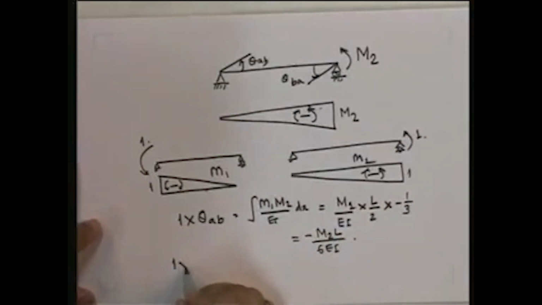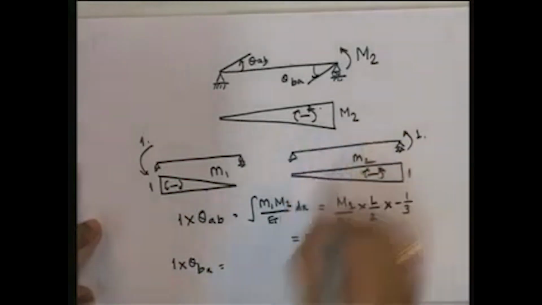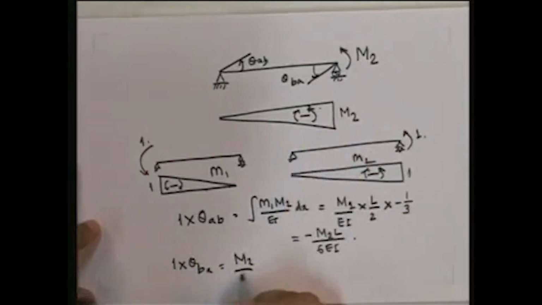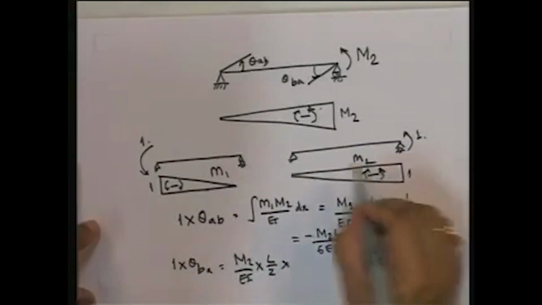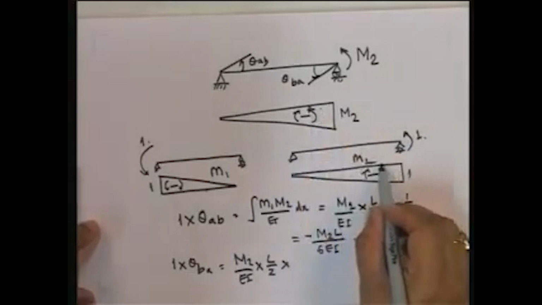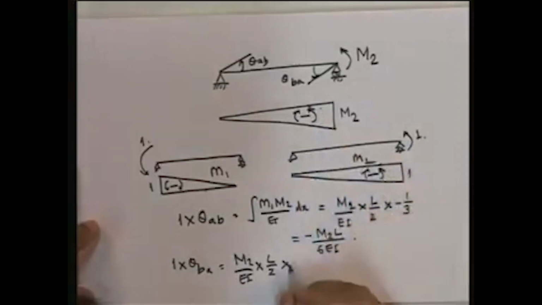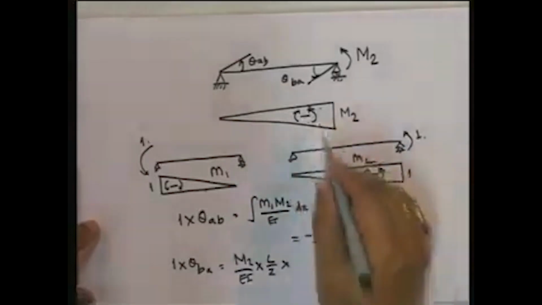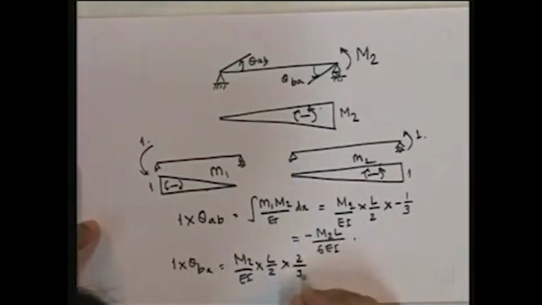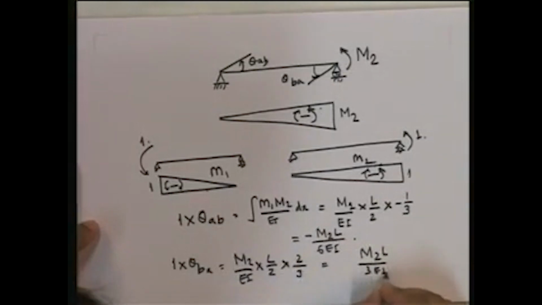Similarly, if I do 1 into theta BA, you will see that area under this curve, which is M2 upon EI into L over 2, multiplied by the value at this point. If you look at the value at 1/3 from this point, this is 2/3, and look at them, both of them are the same. So 2/3. So this is going to be equal to M2 L upon 3 EI.